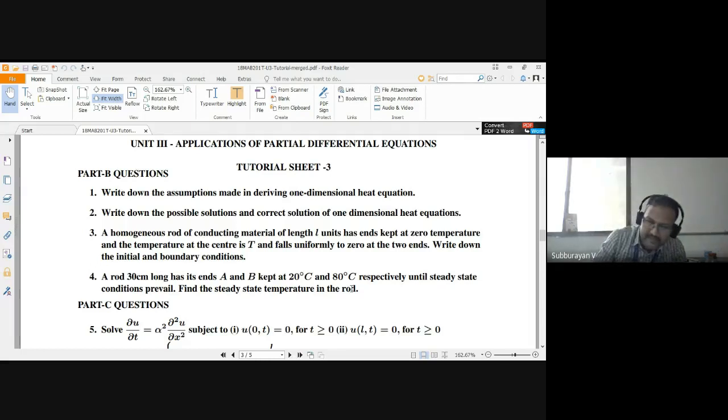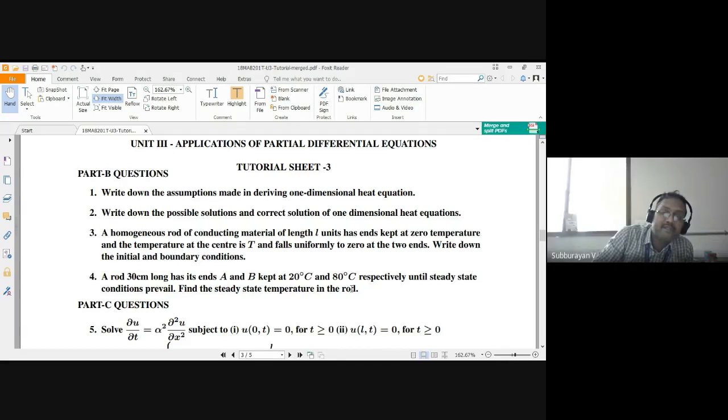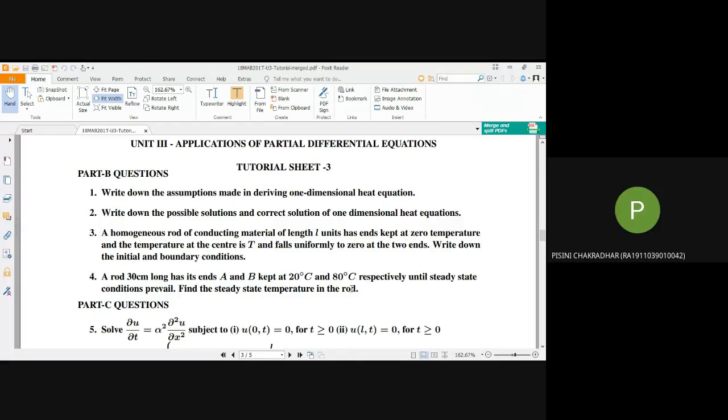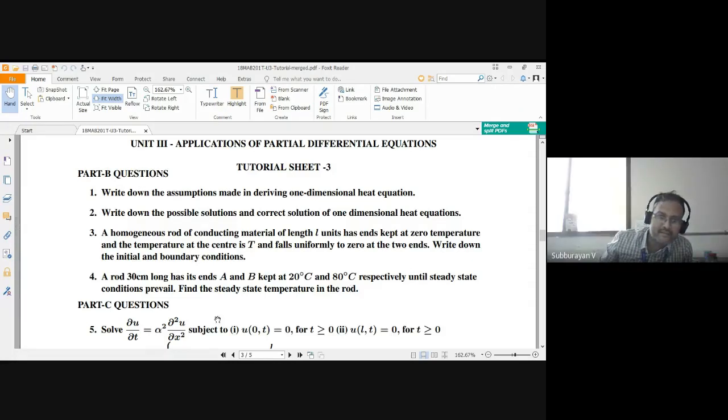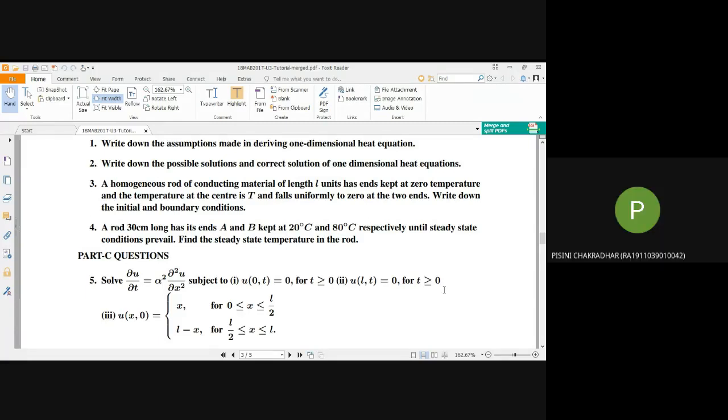See, what is the one-dimensional heat equation? dou u by dou t equal to alpha square dou square u by dou x square. Okay, already it is given here, equation number 5. This is the one-dimensional heat equation. Now for question number 3, at both the ends the temperature tends to 0. So therefore, what is u of 0 comma t? U of 0 comma t is 0. And what is u of L comma t? The temperature at L is 0.